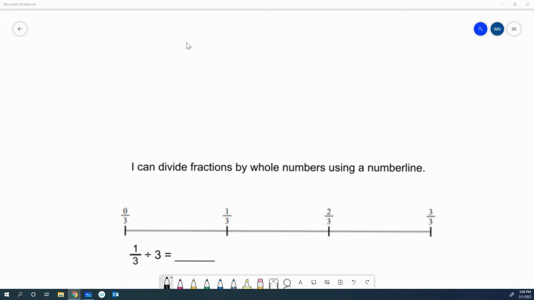In this video, we will be dividing fractions by whole numbers using a number line. Remember yesterday we used models to divide fractions by whole numbers. So if I had, let's say, one entire cake, I already ate half of it.